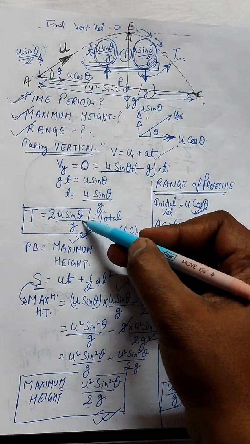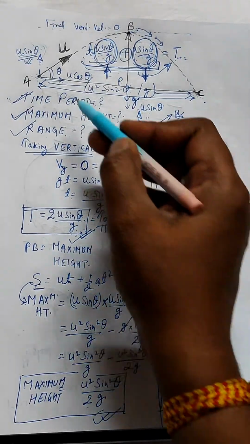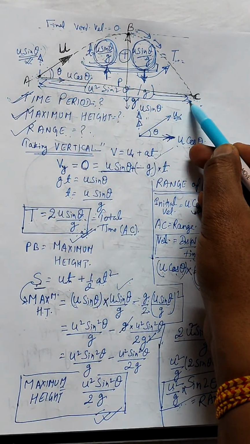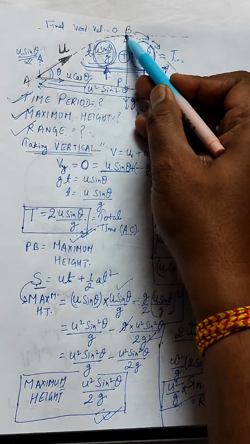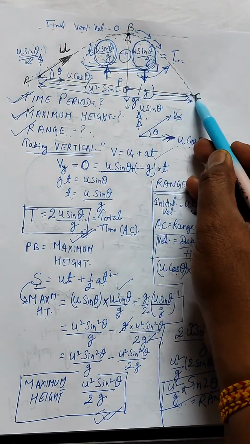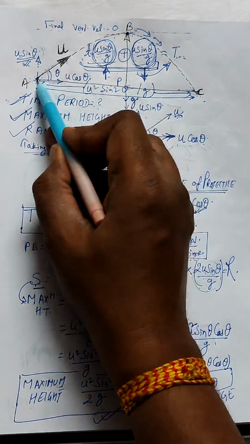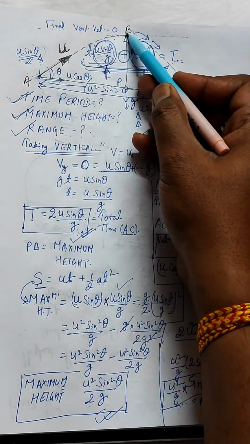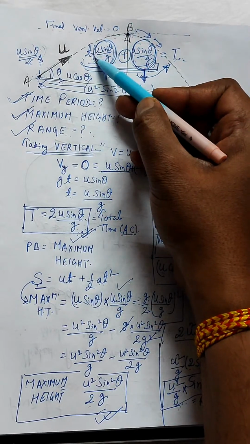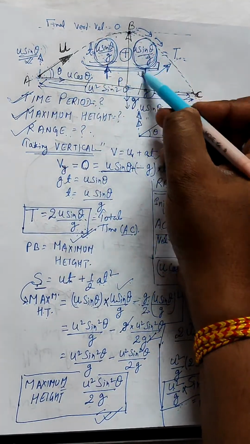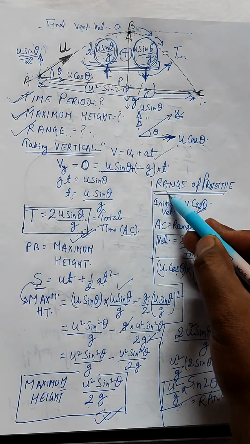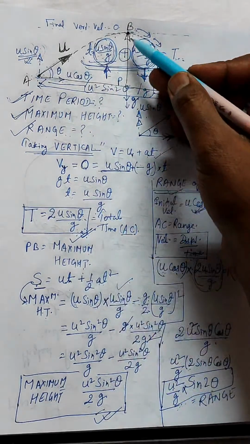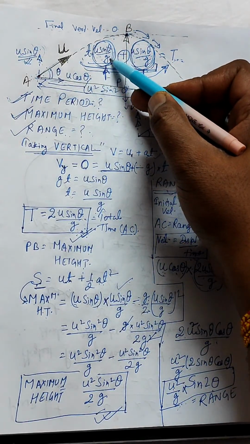And when you consider this complete time period, you get the range, because from A to C you have covered both the up time and the down time. Only then are you able to reach from A to C. The projectile is fired from point A, it reaches B in u sin theta by g, and from B to C it again takes the same time. So the total time is considered for calculating the range, but for calculating the maximum height, only half of the time period is considered, right?